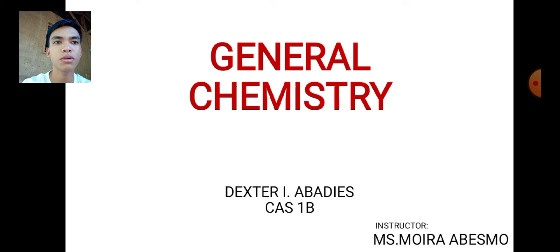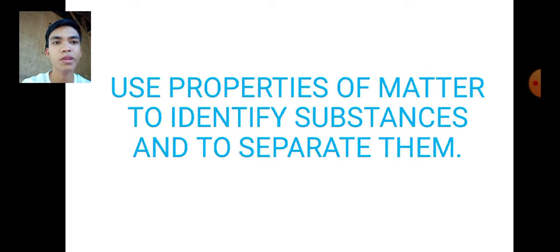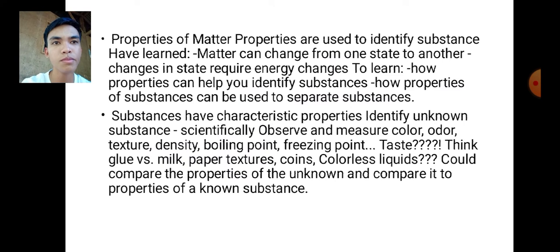Use properties of matter to identify substances and to separate them. Properties of matter are used to identify substances. We have learned matter can change from one state to another. Changes in state require energy change. Learn how properties can help you identify substances and how properties of substances can be used to separate substances.